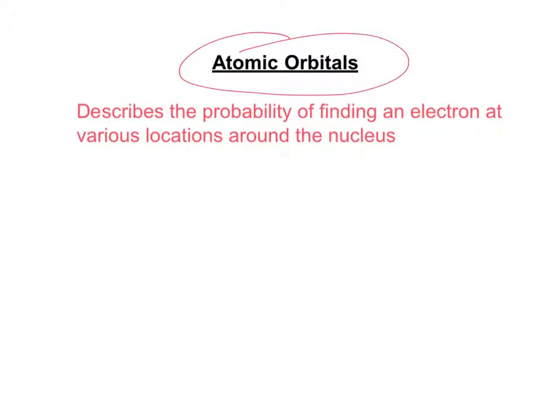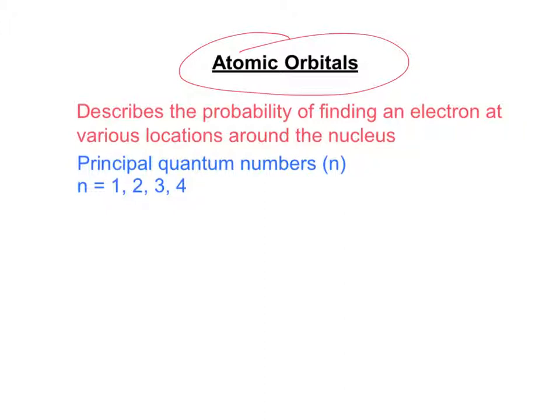Solutions to the Schrödinger equation give the energies or energy levels an electron can have. For each energy level, the Schrödinger equation also leads to a mathematical expression called an atomic orbital. An atomic orbital describes the probability of finding an electron at various locations around the nucleus. An atomic orbital is represented pictorially as a region of space in which there is a high probability of finding an electron.